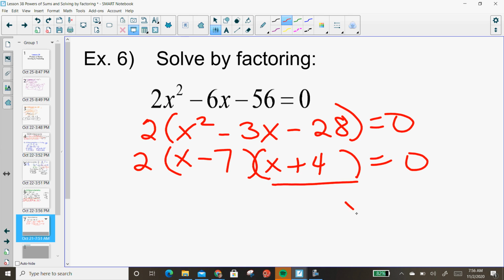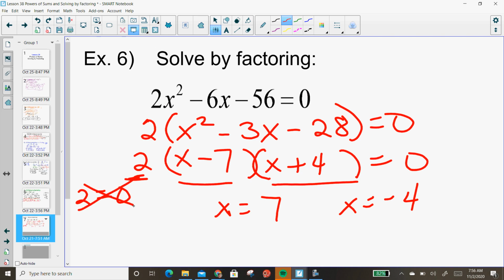So this factor tells us that x could be a -4. This factor tells us x could be 7. We have this other factor out here, 2. Can it ever be equal to 0? So that one doesn't do anything for us. We only have these two answers.